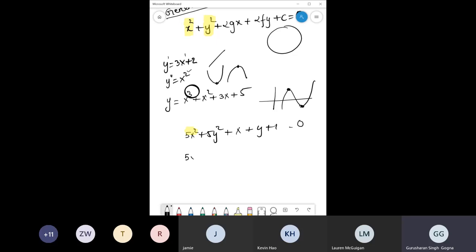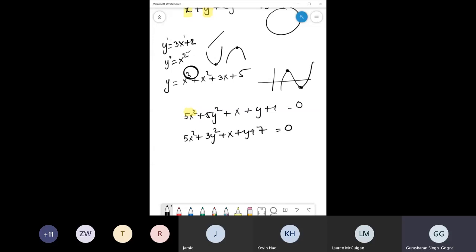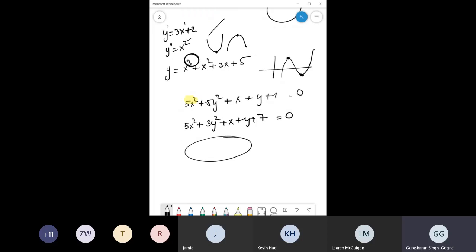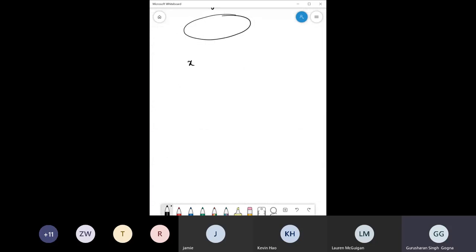If I write 5x square plus 3y square plus x plus y plus 7, something like this, this does not represent a circle. Why does it not represent a circle? Because the coefficients of x square and y square are not the same. So this does not represent a circle. What does it represent then? It represents an ellipse. So by looking at the equation, you can tell what the graph of whatever equation you are using should be.